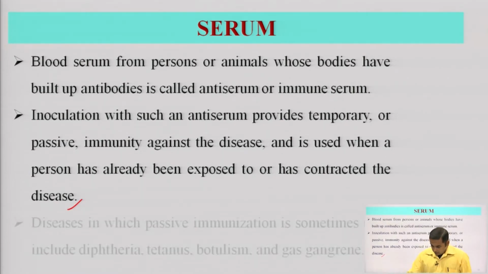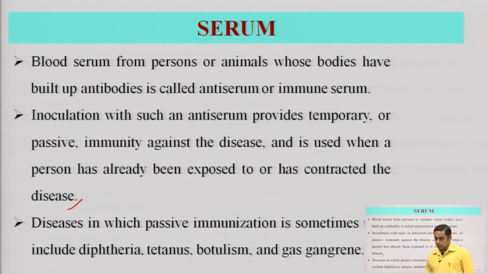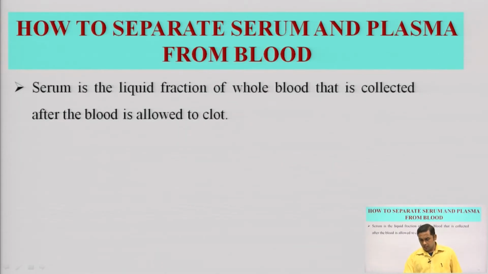Then, to tell you more, the diseases in which passive immunization is sometimes used are diphtheria, tetanus, botulism and gas gangrene. In those diseases we are already using this serum. Now, how do you separate serum and plasma? It is not a very easy task, because if somebody gets infected with some disease and antibodies are being produced in that person's blood, at that time you can use it. So, how will you separate the serum and plasma?